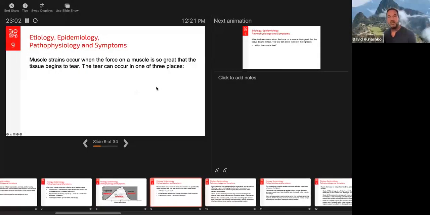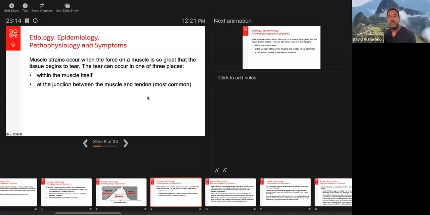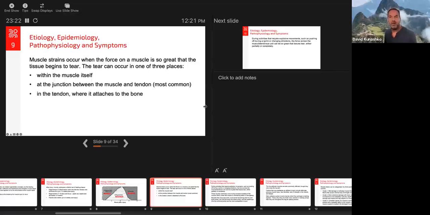A muscle strain occurs when the force on a muscle is so great that the tissue begins to fatigue and tear. It can occur in three places: within the muscle itself, or the muscle belly; at the junction between the muscle and tendon, the musculotendinous junction, which is the most common site, by the way; and then the tendon itself.